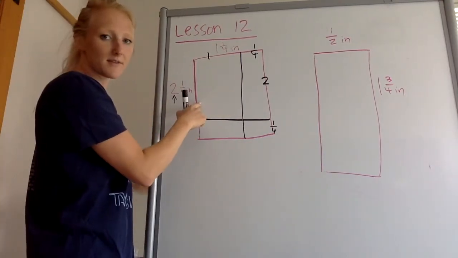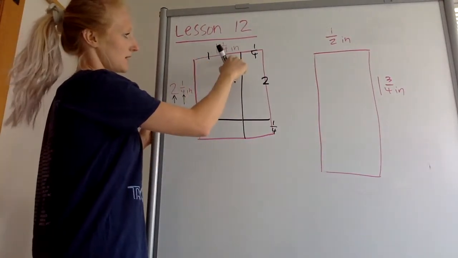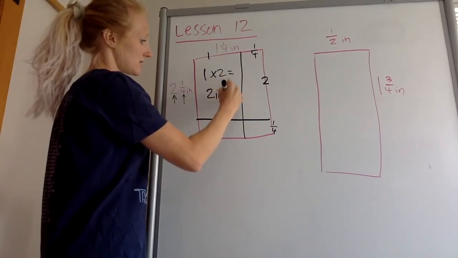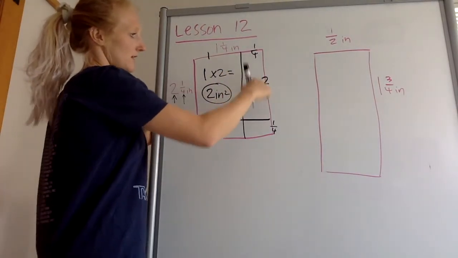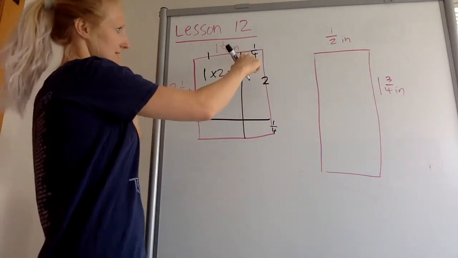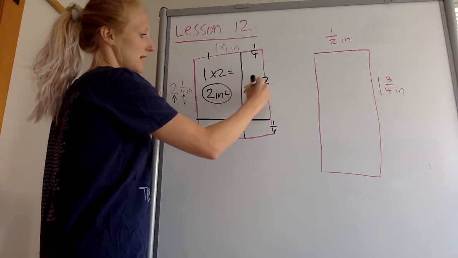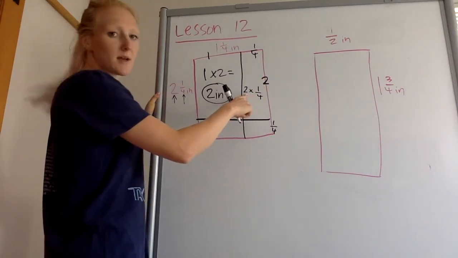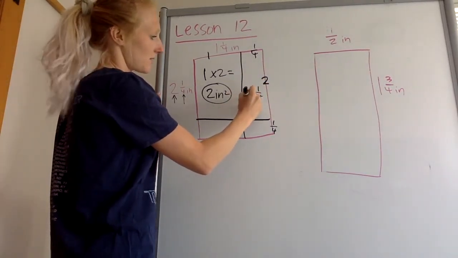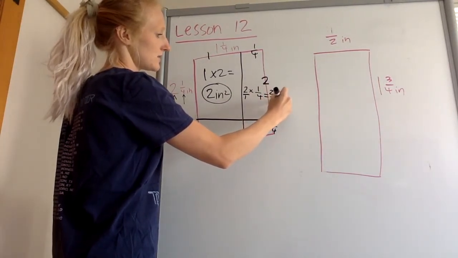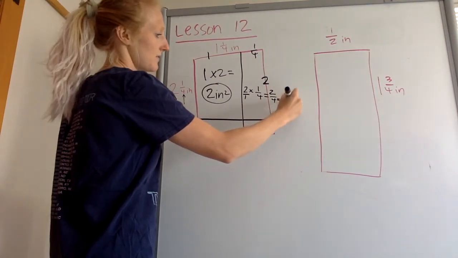This square here, if I'm finding the area, the length and width is 1 by 2. So 1 times 2 equals 2 inches squared. There's that one. For this rectangle here, my side lengths are 1/4 and 2. So I'm going to do 2 times 1/4. I'm going to make 2 into a fraction by putting it over 1. 2 times 1 is 2, 1 times 4 is 4. 2/4 is the same thing as 1/2.